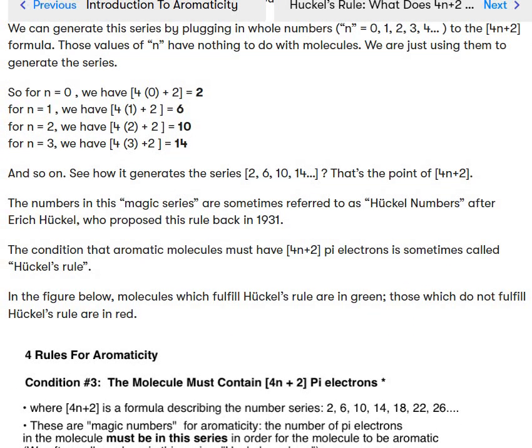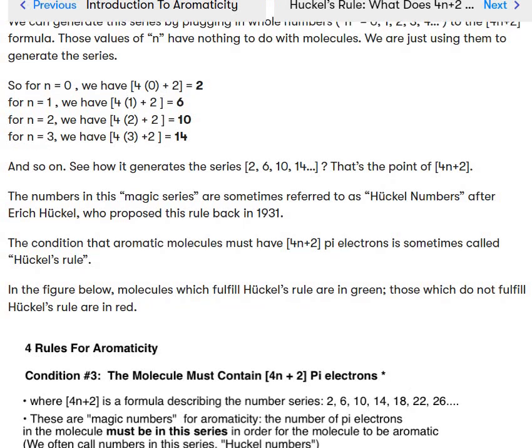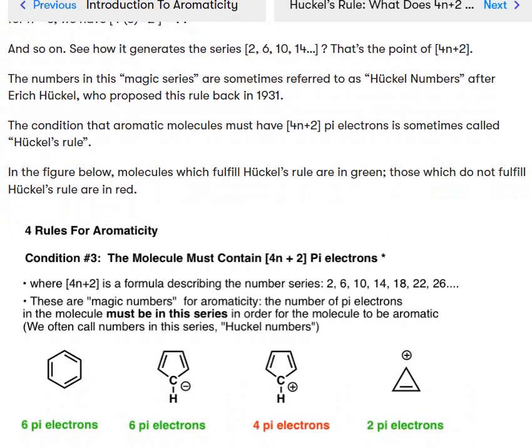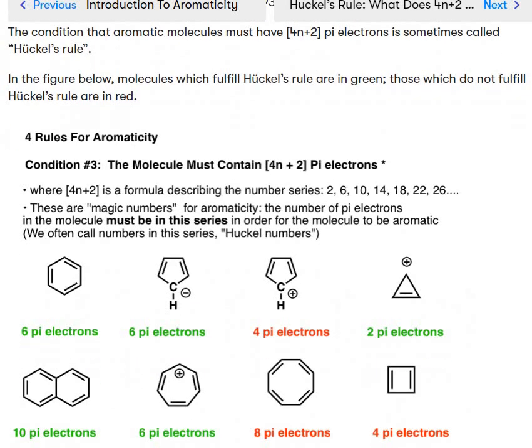Numbers in this magic series are sometimes referred to as Hückel numbers after Erich Hückel, who proposed these rules back in 1931. The condition that an aromatic molecule must have 4n plus 2 pi electrons is sometimes called Hückel's rule. In the figure below, molecules which fulfill Hückel's rule are in green. Those which do not fulfill Hückel's rule are in red.